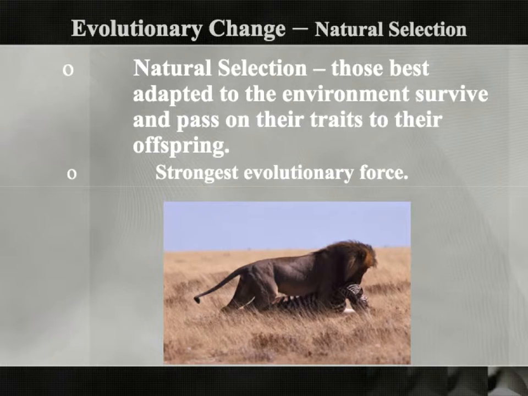Natural selection means those best adapted to the environment survive and pass their traits on to their offspring. It's the strongest evolutionary force, so the strongest, the fittest, the fastest within the animal kingdom. Even in the plant kingdom, those plants that are best suited for their environments are the ones that are going to pass on their traits. And this is something that you talked about in Bio 20. It really changes the gene frequency because only the best are going to be passed on.